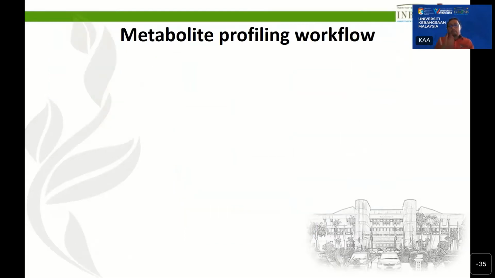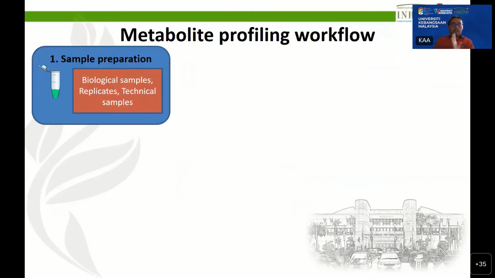Now, moving on to the metabolic profiling workflow. This is a schematic representation of how a metabolic profiling workflow is carried out. First, we have our sample preparation. Of course, we have our biological samples, technical samples, and we need to have replicates, because sample size matters in metabolomics. You may have to increase your sample size in order to get reliable information. In this case, you want to get good data for your metabolomics.